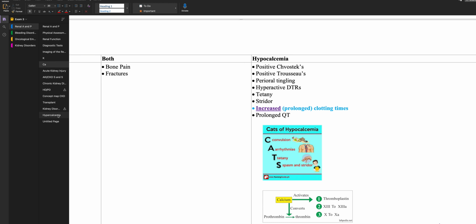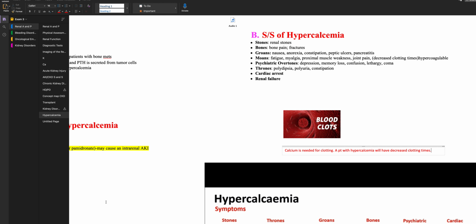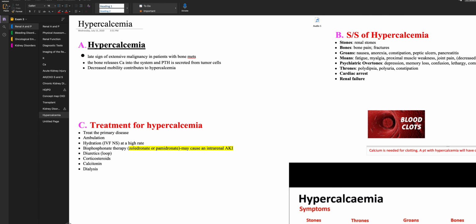And then I have another calcium slide down here. You might like this better. Okay, so hypercalcemia. You can see this in cancer patients. It's usually late. What you have to pick up on, especially if somebody has multiple myeloma, they would be prone to this. Breast cancer is prone to this. You don't have to really understand which cancers, but anyways, you're going to treat whatever's causing it. You want the patient to get up and walk if possible.